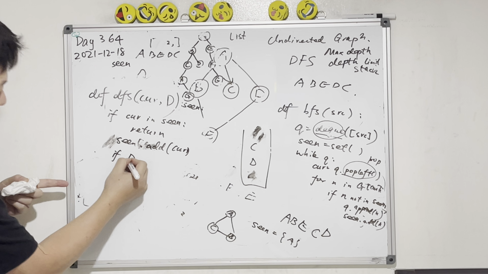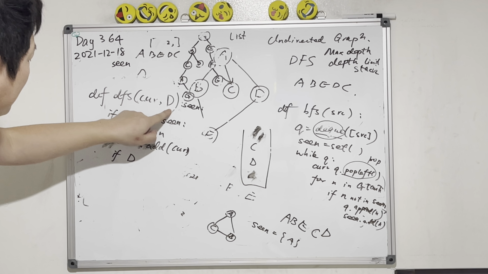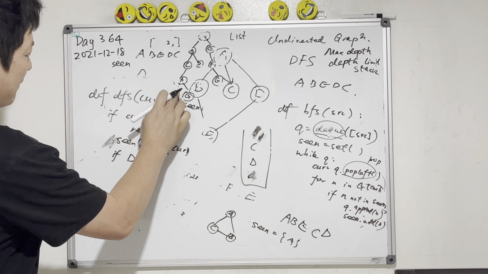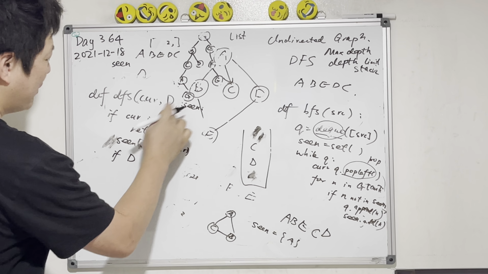If d, okay, so this D is the maximum D, and then we also need the current d. This D is the maximum you can go. d is the current depth. So look, if d is bigger than D, then we return, yeah? We just return, because currently we are limiting our search distance to a maximum of 3 steps. But now we are traveling too far, so we stop. And then the other thing is the same, yeah?